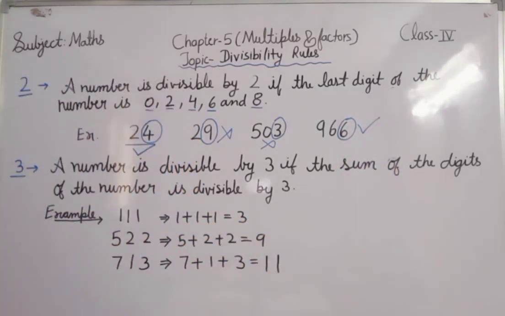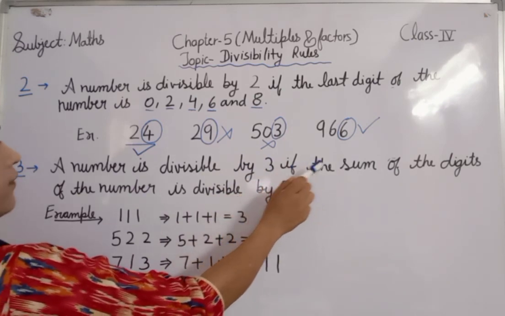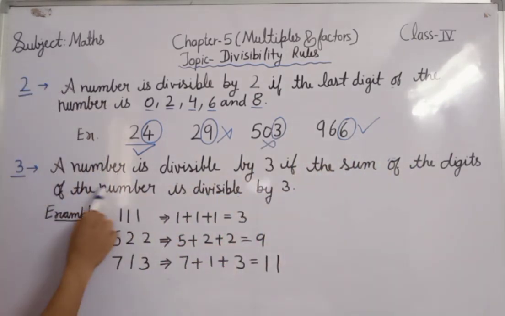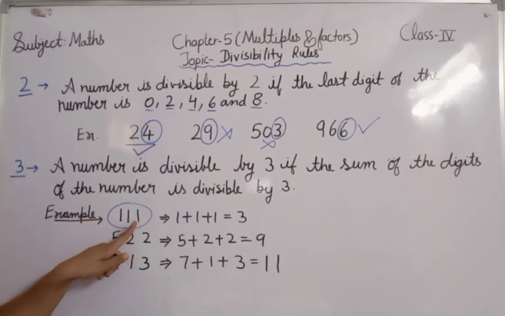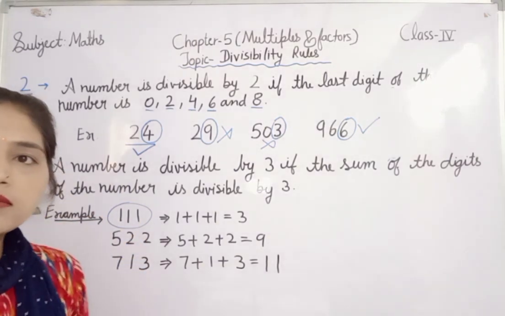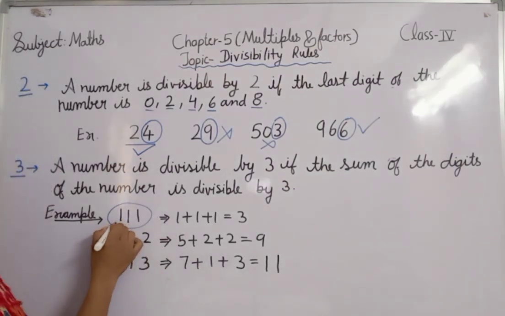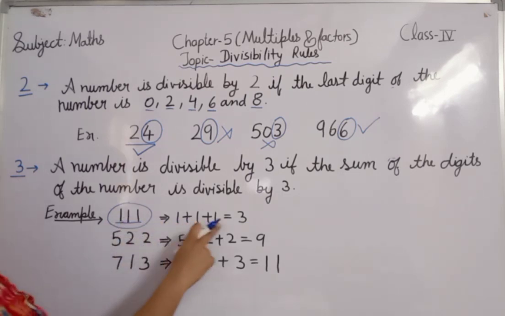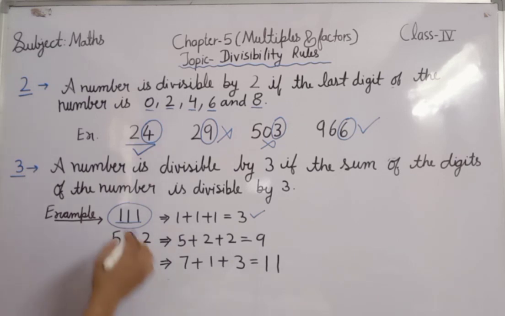Now let's see the next method, for 3. What is the rule for 3? A number is divisible by 3 if the sum of the digits of the number is divisible by 3. To understand this, let's take an example, 111. How will we check whether 111 is divisible by 3 or not? We will add all the digits. 1, 1, 1. What am I getting? 3. 3 is divisible by 3, yes, 3 comes in the 3 table. It means 111 is also completely divisible by 3.